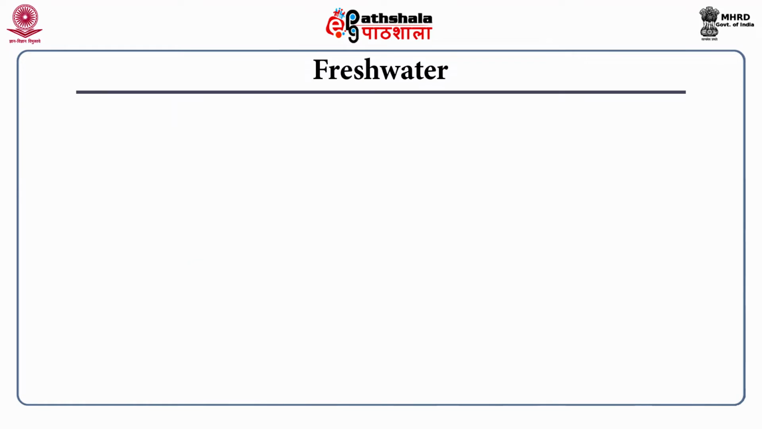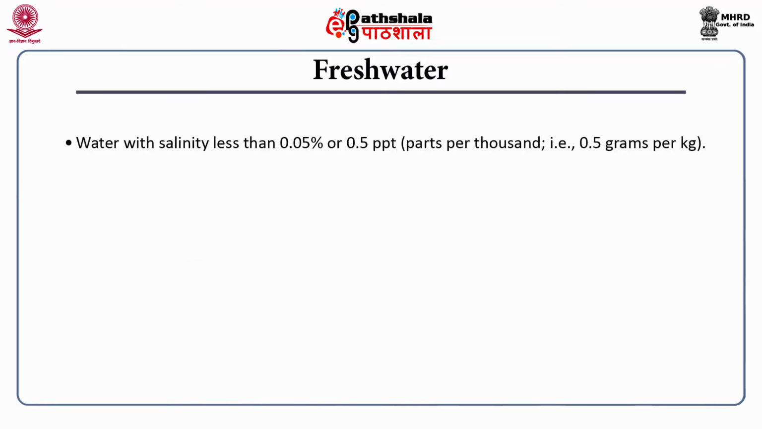Freshwater is defined as water with a salinity less than 0.05%. So in terms of PPT, that is parts per thousand, it is 0.5. So there is 0.5 grams per kilogram of water, or 1 liter of water. You put 0.5 grams of sodium chloride. As you see, it is very less salty. So less than 0.05% or 0.5 ppt is what you call freshwater.